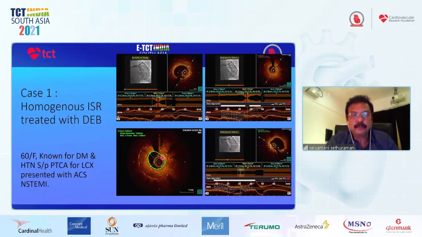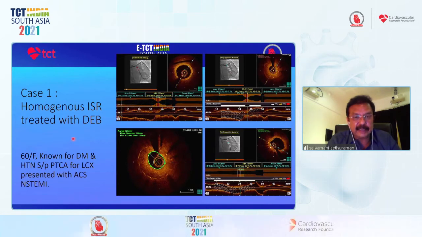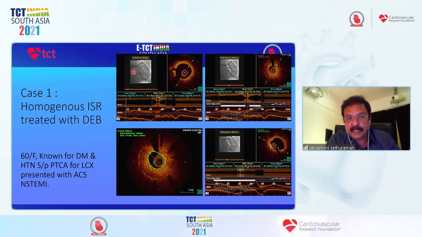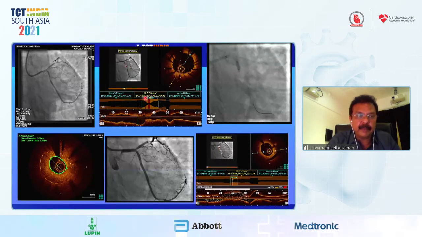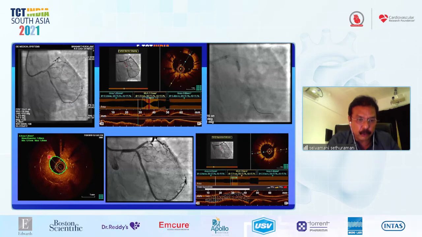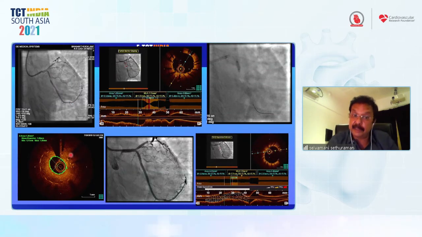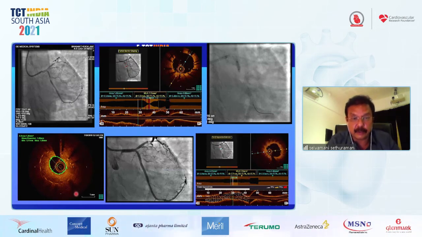Yeah. This is a case here. A case of homogeneous ISR here. See, this patient had a clear in-stent restenosis, which is at the body of the stent here. And the edges of the stents are fine. And when you do imaging, it is a very clear, homogeneous appearance of that ISR. It's a drug-eluting stent, but sometimes even in DES, you can get such a homogeneous in-stent restenosis.